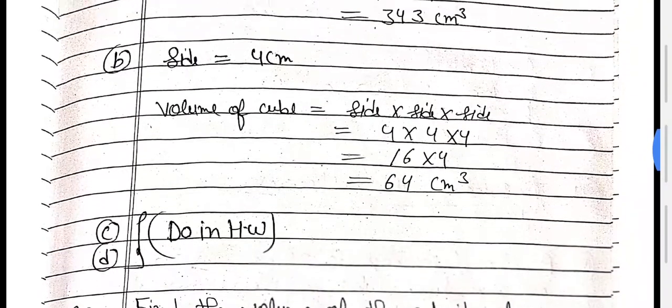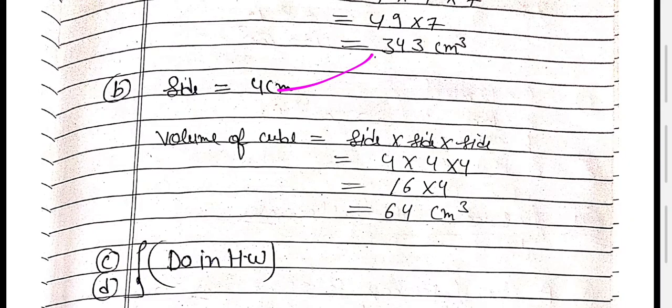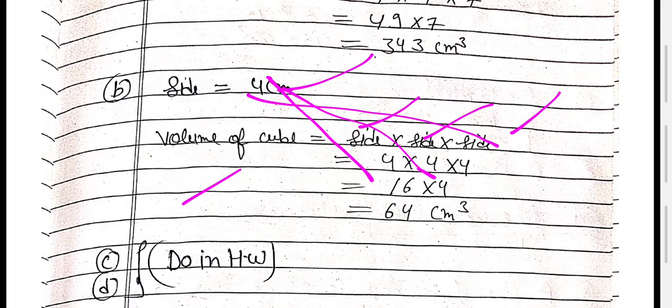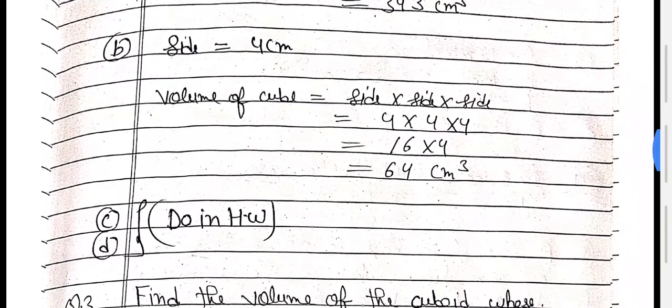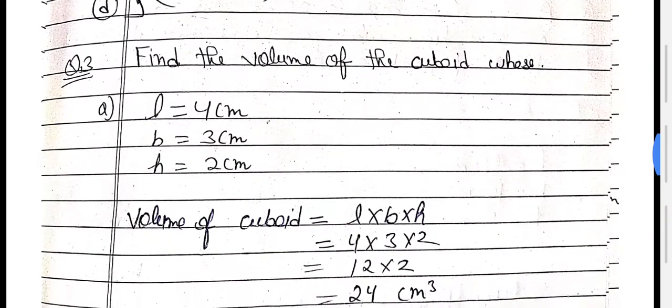It is your answer. Now come on, B one side is 4 centimeter. So volume of cube is equal to side into side into side. What is the value of side here? 4. Write 4 into 4 into 4. 4 4 is 16 into 4. When you multiply 16 by 4, you get 64. So your answer is 64 centimeter cube, because volume always comes in cube and area always comes in square. So C and D parts you have to do by yourself in homework.